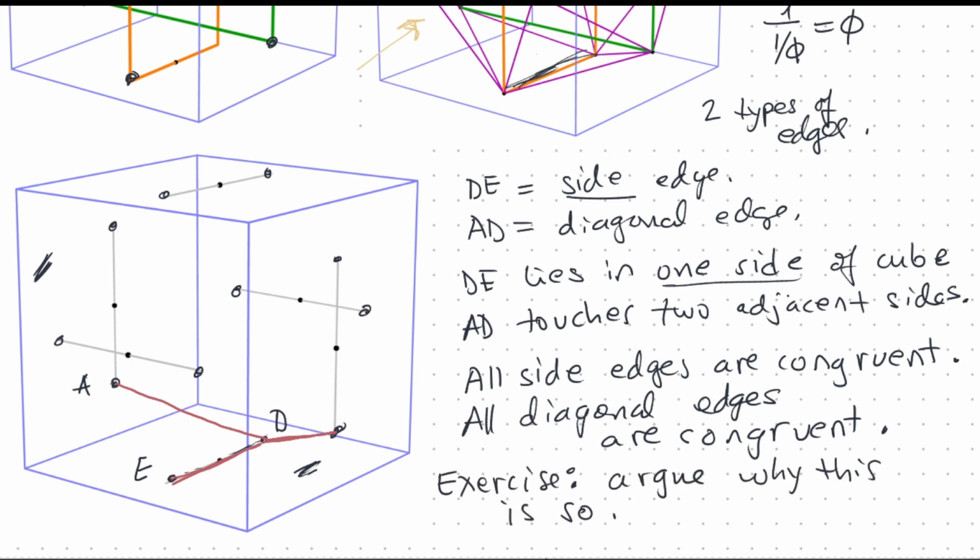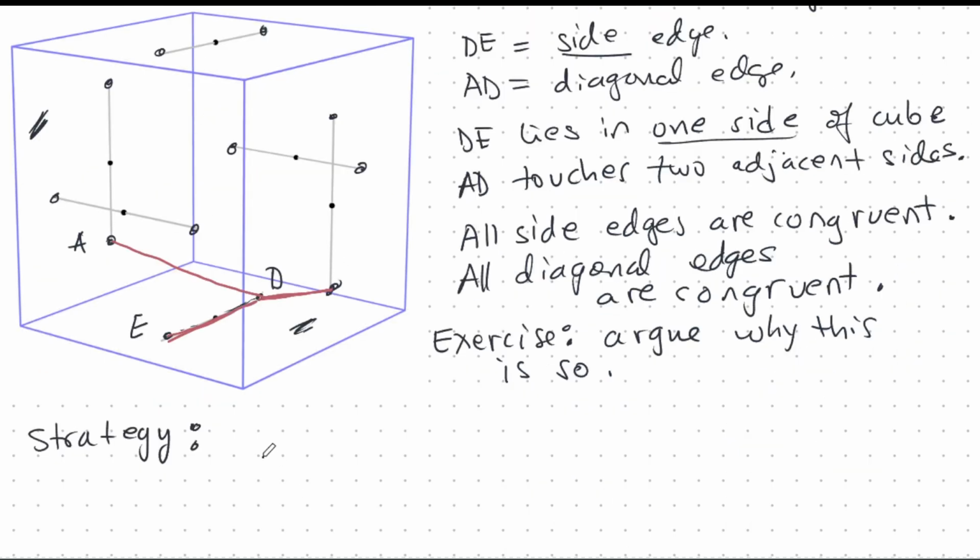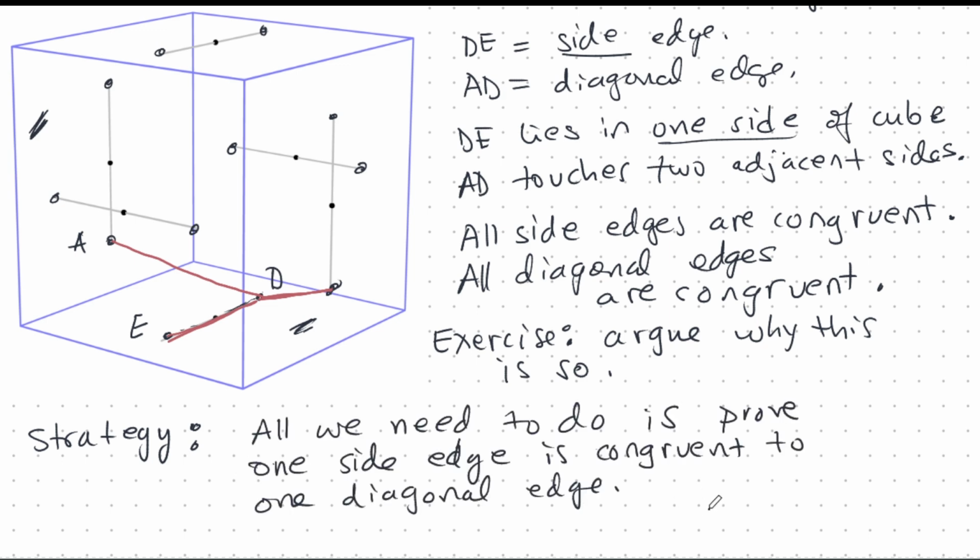But I want you to do it as an exercise: try to give me an argument why these two classes or categories of edges are equal among themselves. All right, but we have to now prove that all of them are equal. That is, all of the side edges are equal to all of the diagonal edges. That's the way to prove that this thing is a regular icosahedron and that this construction works. So here's the strategy. Here's the brilliant strategy. So all we need to do is we take one side edge somewhere, and then we take one diagonal edge somewhere, and if we can prove that those two are equal, then all sides of the icosahedron will be equal because of this.